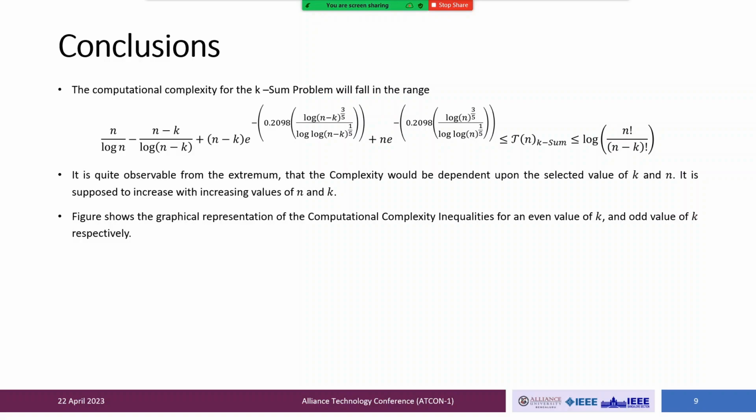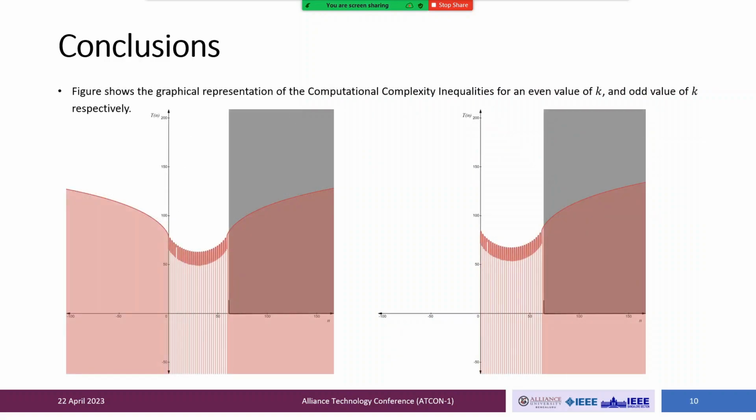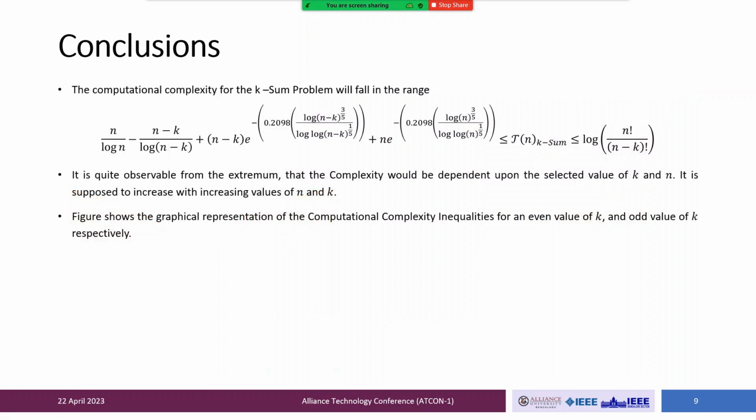Now, the figures in the next slide basically show the inequalities. The intersection of these two regions, the red and the gray, is the region in which the computational complexity is supposed to lie. By means of these inequalities, we could definitely prove that it is much less than O of n to the power of k minus 1.